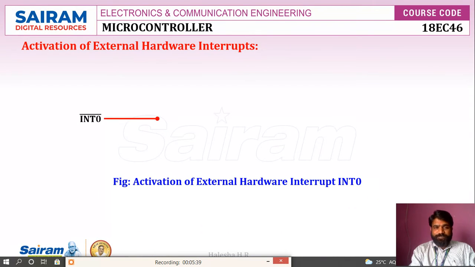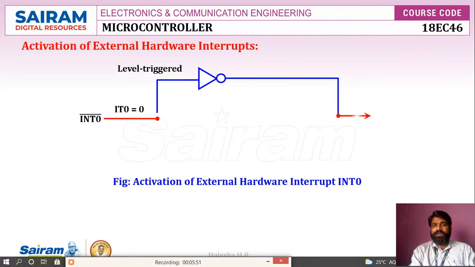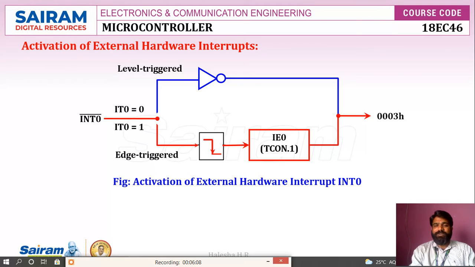Activation. Let's see, this is INT0. It becomes level triggered if IT0 is equal to 0. When it is, that goes through a NOT gate, and then it activates the interrupt. That means it goes to the address 0003. If IT0 is equal to 1, it becomes edge triggered. That means whenever the falling edge occurs, that is saved in IE0, and then it goes to the address 0003.